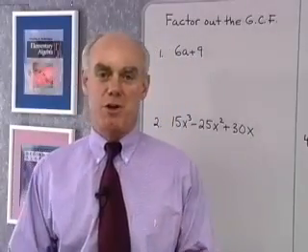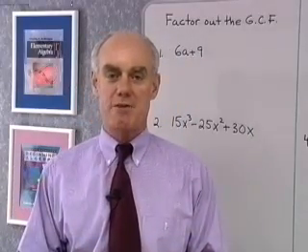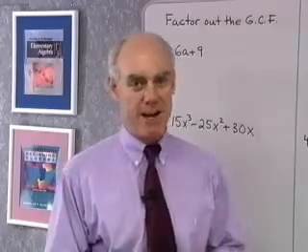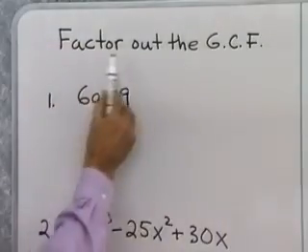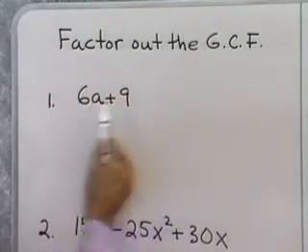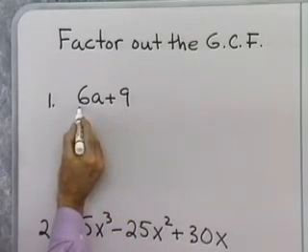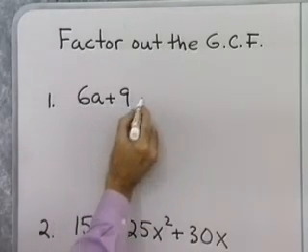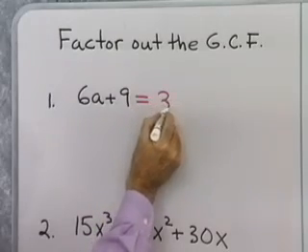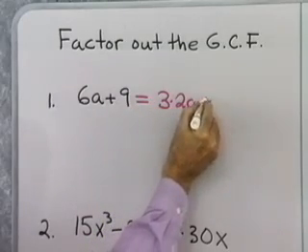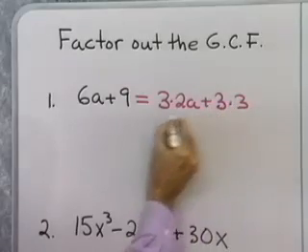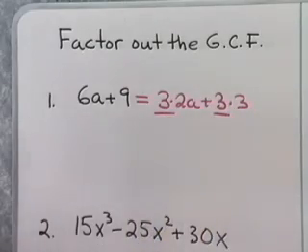Factoring is the reverse of multiplication, and we want to start our work with factoring by factoring out the greatest common factor. So I've written here, factor out the greatest common factor, and my first polynomial is 6a plus 9. What I notice is that 3 divides this term and 3 divides this term. I can write the first term as 3 times 2a, and the second term as 3 times 3. So there I have a 3 common to each term.